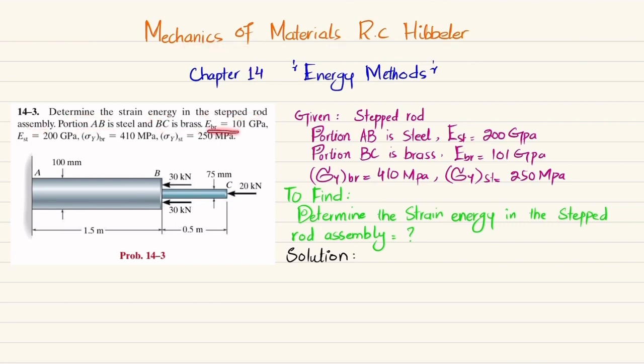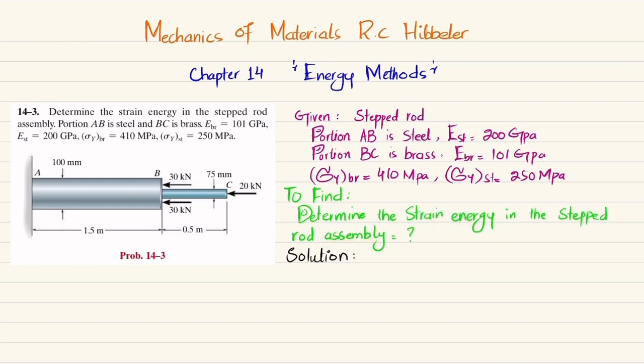So the statement is: determine the strain energy in the step rod assembly. Portion AB is steel and BC is brass. Modulus of elasticity of brass is 101 gigapascal while steel is 200 gigapascal. Yield stress of brass is 410 megapascal and yield stress of steel is 250 megapascal. You can see this is the step rod that is acted upon by axial loading at points C and B, and this is fixed at point A. The diameter given for rod AB is 100 millimeter while BC is 75 millimeter. So we have been asked to find the strain energy in this step rod.